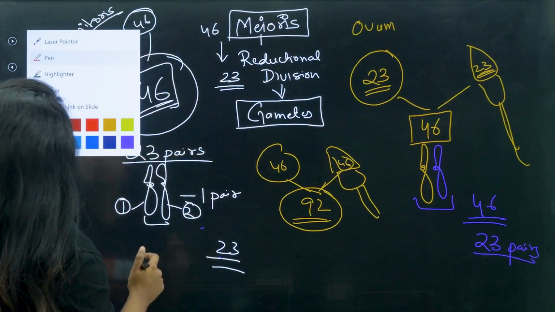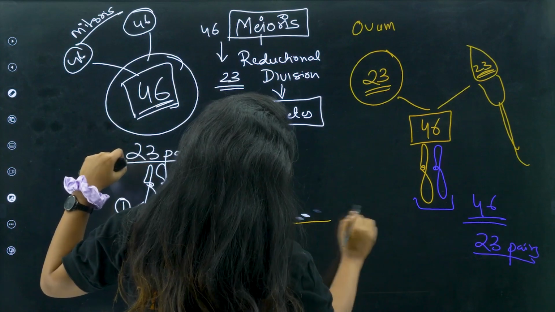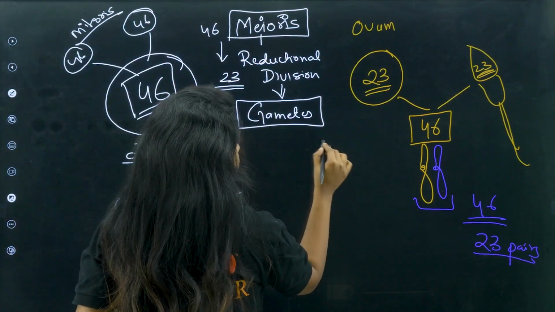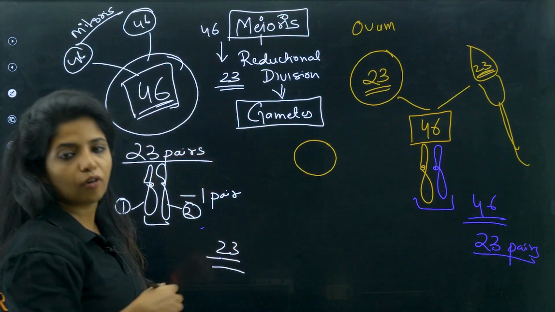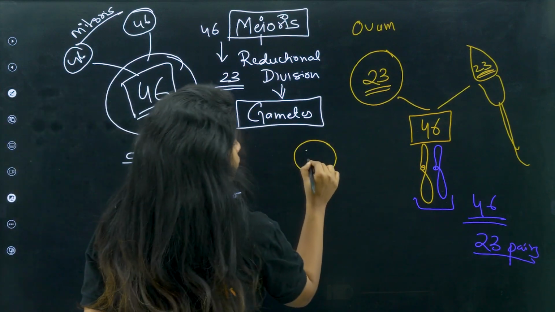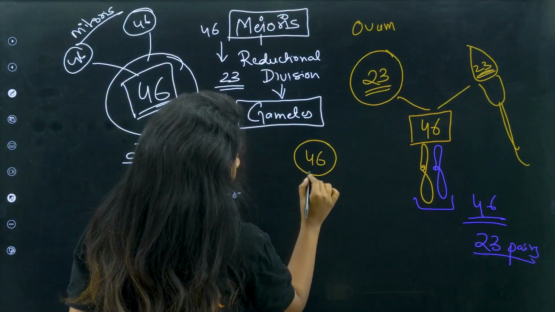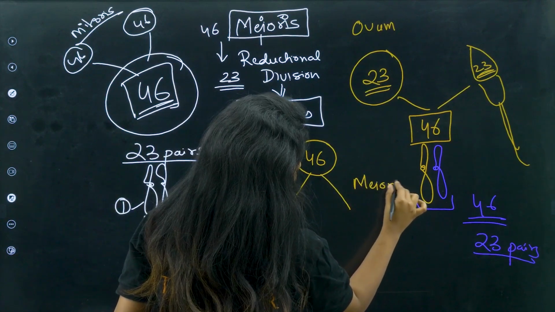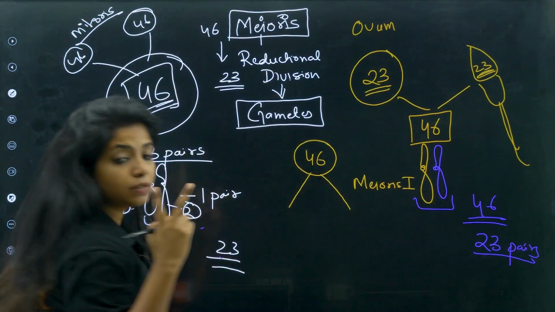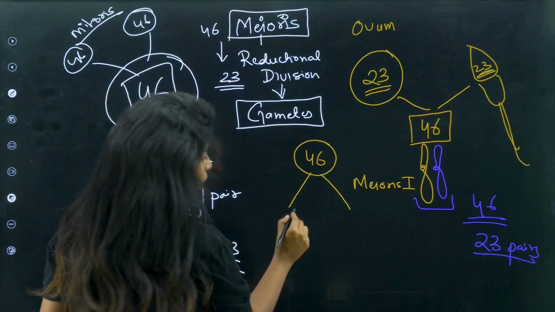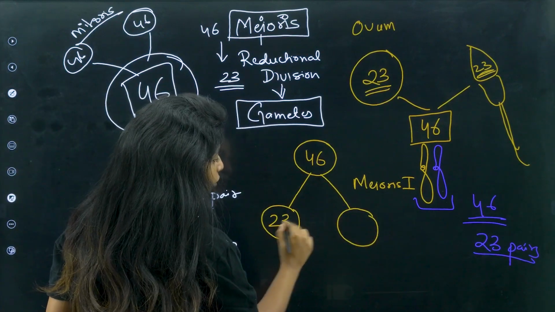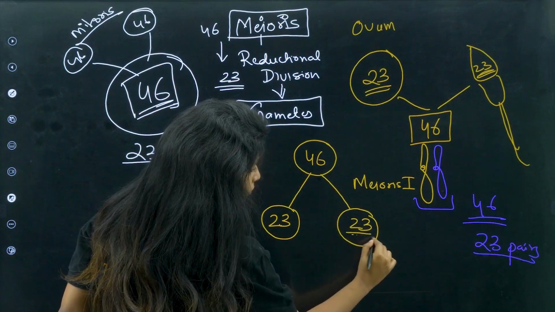Now I'll be telling you one more very important thing. If you're not aware of how meiosis works, I'll tell you. There will be a sperm mother cell, or the egg mother cell, spermatogonia or oogonia. It will have 46 chromosomes. It will undergo a division which is known as meiosis 1. So meiosis happens in two stages. In meiosis 1, it gives rise to two cells. Here only it will be half the number of chromosomes.